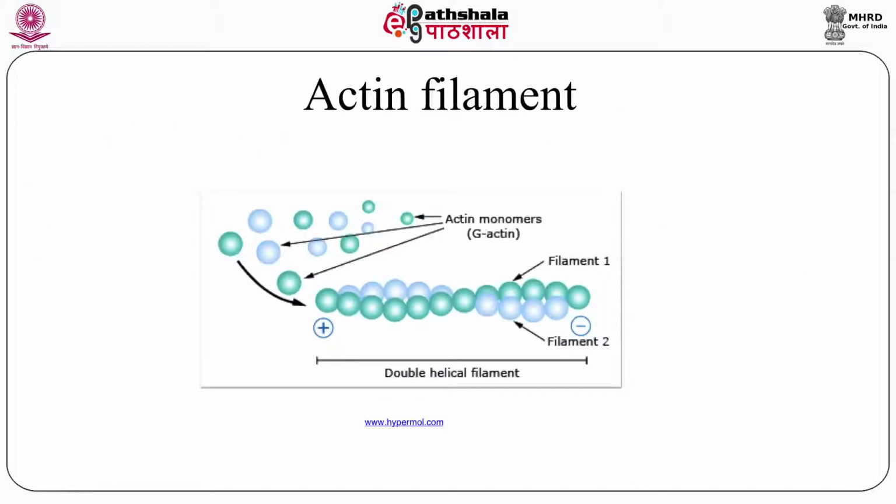Here you can see double helical filamentous F-actin formed by polymerization of monomeric G-actin. Actin filament can polymerize at both ends, but at different rates. As a result, they acquire intrinsic polarity. The fast polymerizing end is the barbed or the plus end, and the slow growing end is the minus or the pointed end. Myosin motors move towards the barbed ends of the actin filaments to cause contraction.